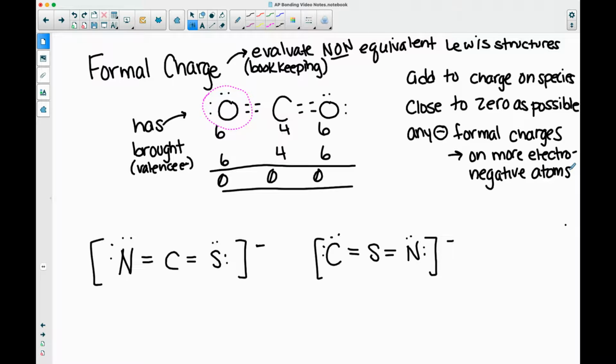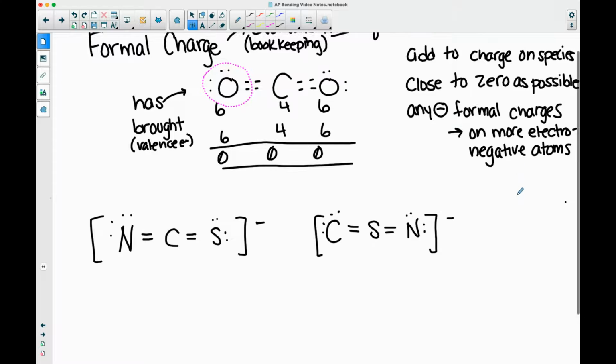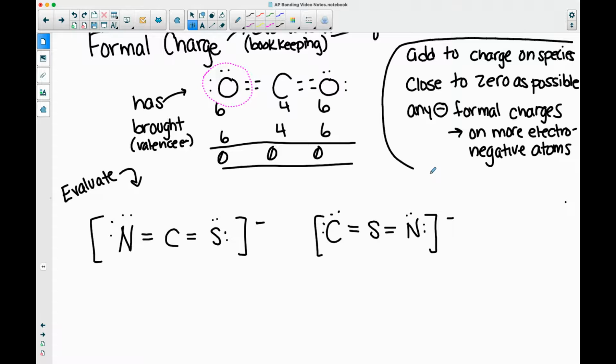So if we want to evaluate a molecule based on formal charge, we're going to use these rules: what the atom has in the molecule versus what it brought, and we're going to look at those rules. So a question might say, evaluate these using formal charge and propose which one is the more likely structure. If we have a structure that follows these rules, that would be a more likely structure.